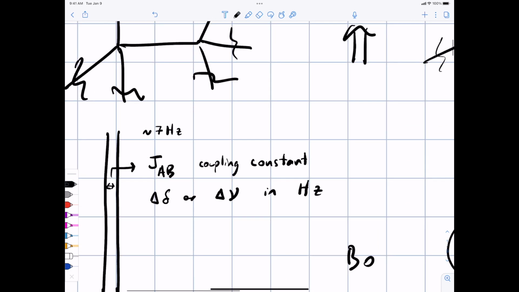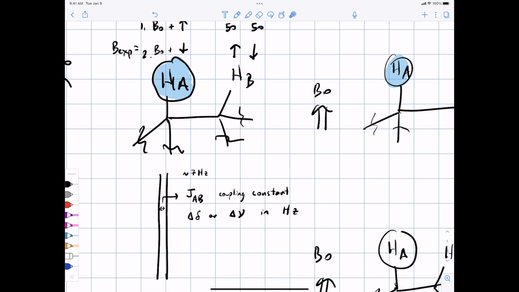And the reason it's useful is because the coupling constants are, what's the right word? I don't know, reciprocal, meaning the splitting of proton A by proton B, 7 hertz, is going to be equal to the splitting of proton B by proton A. So you can sometimes tell in a spectrum which protons are adjacent to each other or coupled to each other because their splitting has to match.